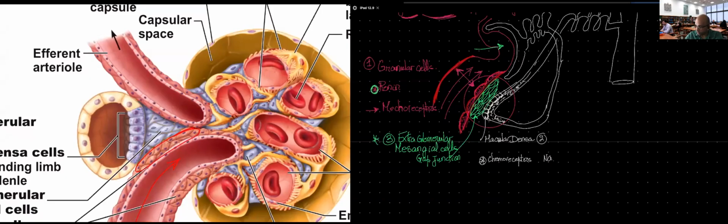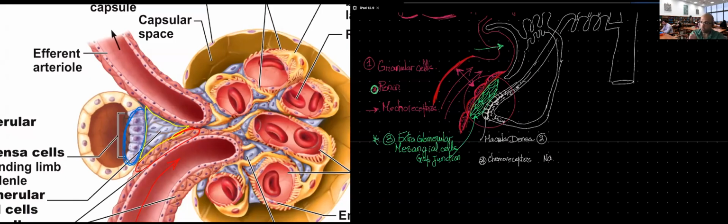Modified tall cells of the ascending limb of the loop of Henle. Those are my macula densa. And located in between the two, we've got those cells on here. Those are the extraglomerular mesangial cells.